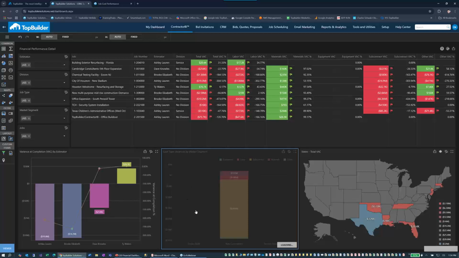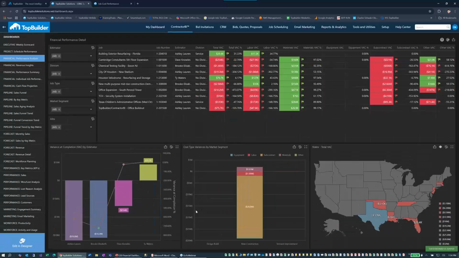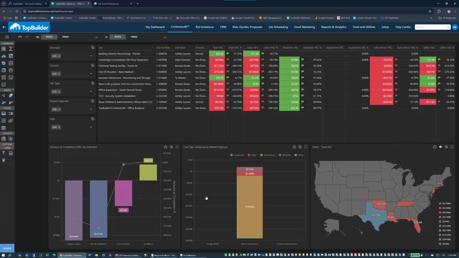And what we see here is all of the variances broken down by job type now, not by industry. So there you go. Looks like everything's in new construction. So, okay. Hopefully that made sense to everybody here. And I'm going to go ahead and change this back.